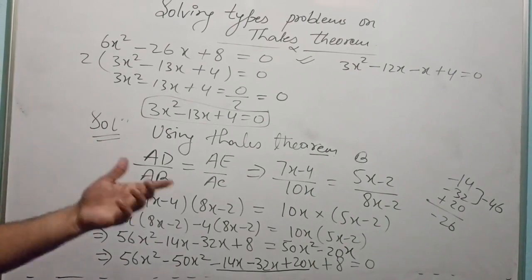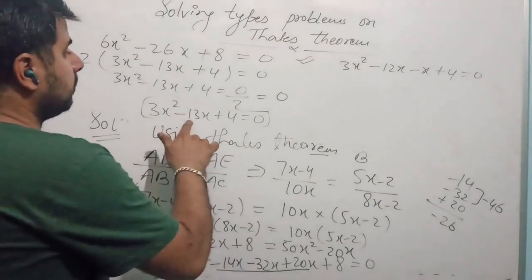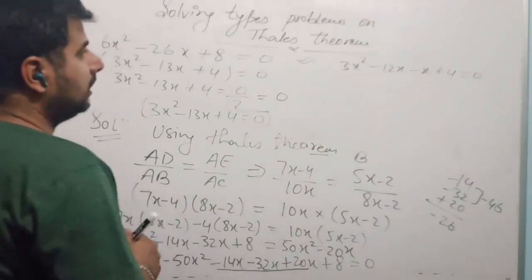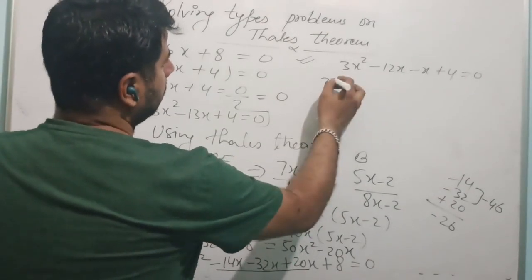You know what the steps are. Please follow it, I'm just doing it very fast. So this minus 13 will now split into minus 12x and minus x. Right? Now I'm going to take common. The 3 will be common between these two, and x will be common.